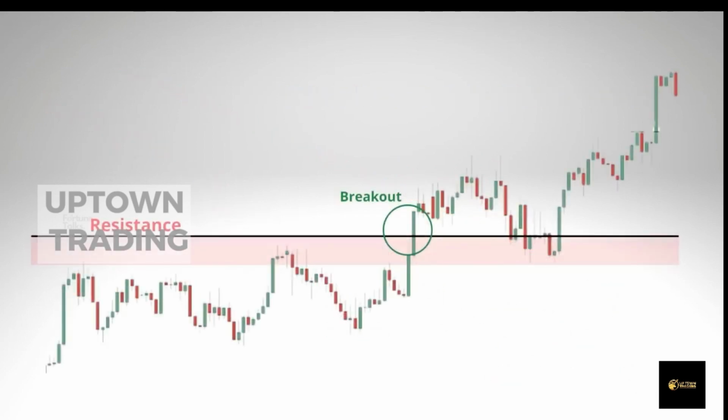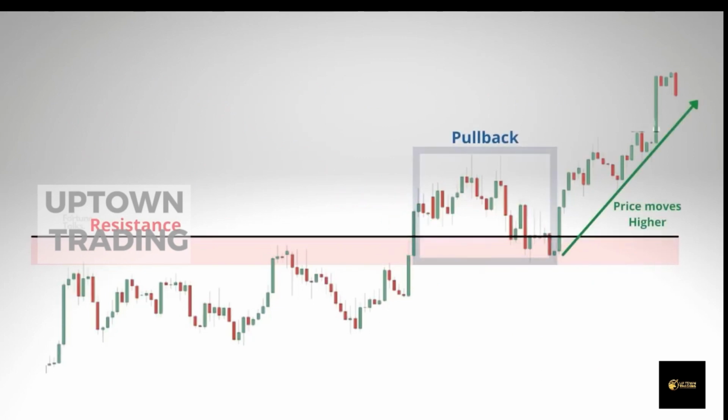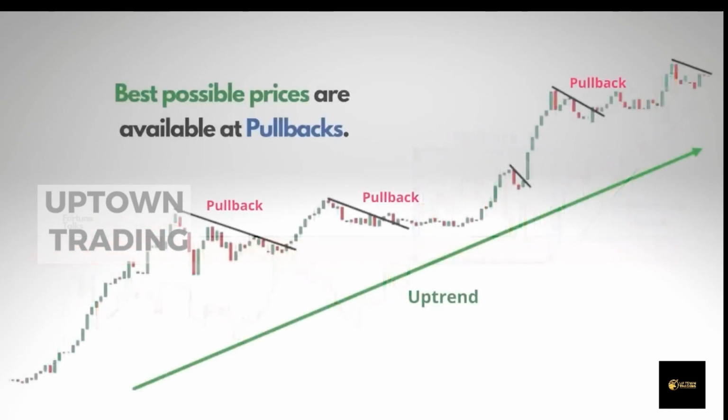For example, the price breaks out of the resistance level with a strong candle, and then it retraces, or pulls back, or tests the resistance level and then moves up higher. Another example would be if the market is trending higher. You are always looking to buy the dip, or to buy the retracement, or to buy the pullback, so as to buy at the least possible price.